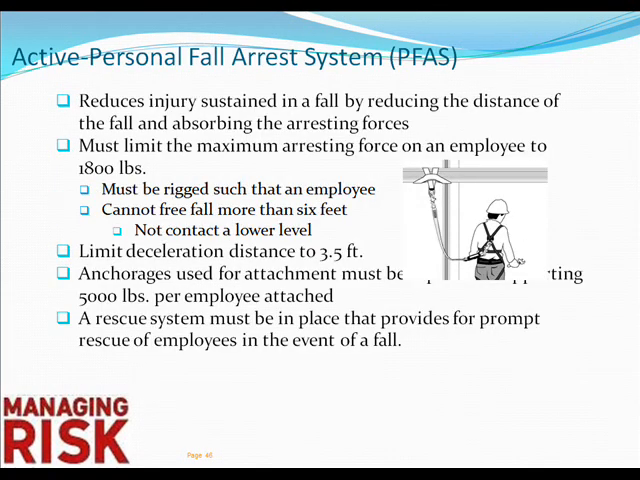Active personal fall arrest system reduces injury sustained in a fall by reducing the distance of fall and absorbing the arresting forces. Must limit the maximum arresting force on an employee to 1,800 pounds. Must be rigged such that the employee cannot free fall from more than 6 feet, not contact a lower level, and limit deceleration distance to 3.5 feet. Anchorages used for attachment must be 5,000 pounds per employee attached. A rescue system must be in place to provide prompt rescue of employees in event of a fall.